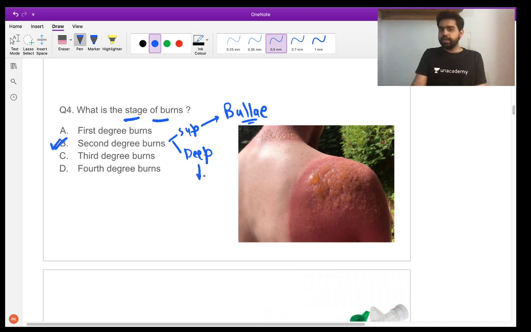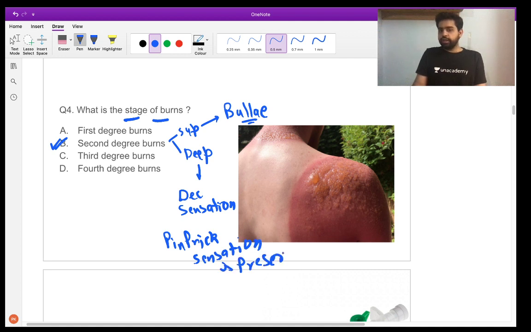What about the deep second degree burns? In deep second degree burns, the characteristic thing which is present is decreased sensation, but at the same time, we preserve the pinprick sensation. So in the question, what will be given to you? That pinprick sensation is preserved. This is something you will look for in the MCQ. So if the patient has a bulla, it is superficial second degree. If the patient has decreased sensation but the pinprick sensation is preserved, it is deep second degree burns.